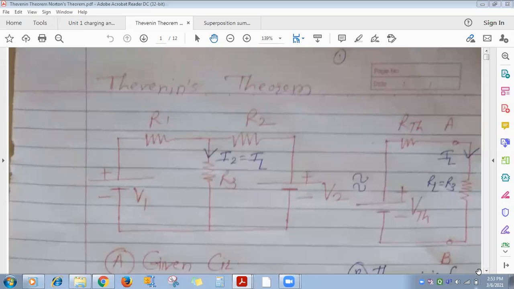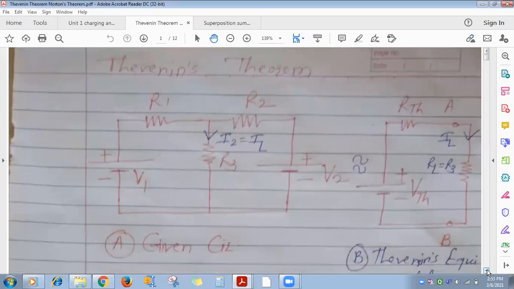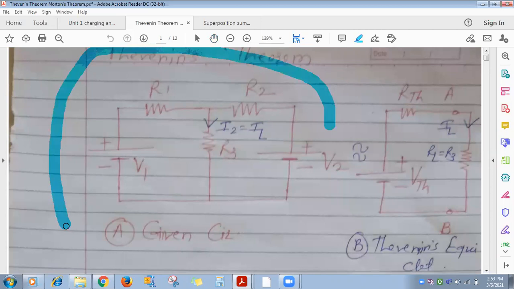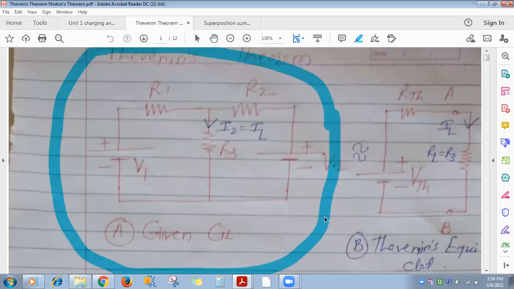In this Thevenin's theorem, again the same thing, linear bilateral circuit, you can simplify it using Thevenin's theorem. This one also very good analysis done by this scientist Thevenin. See, this one is the given linear bilateral circuit. How many sources are there? Two sources are there, V1, V2. And how many resistances are there? Three resistances, R1, R2 and R3.